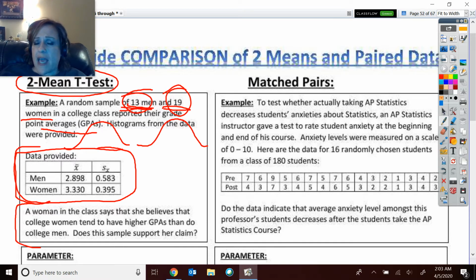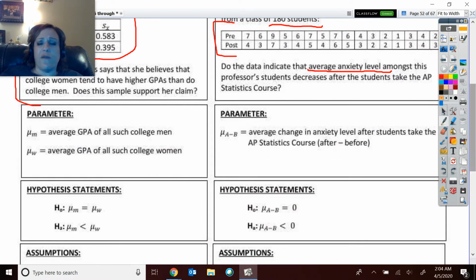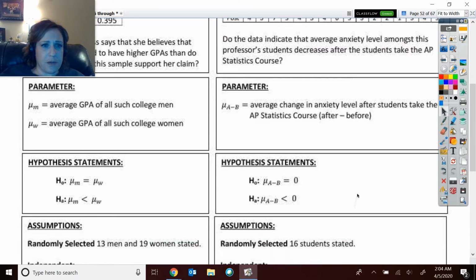All right, let's take a look at what we got here for the matched pairs situation. This one I talked about in the previous video. This was about the 16 randomly chosen students from this professor's students and their anxiety level before and after taking the class. Did taking the class reduce their anxiety? On average, what did it do? So it said, does the data indicate that the average anxiety level amongst this professor's students changes after they take the course? All right, so let's first look at the parameters.